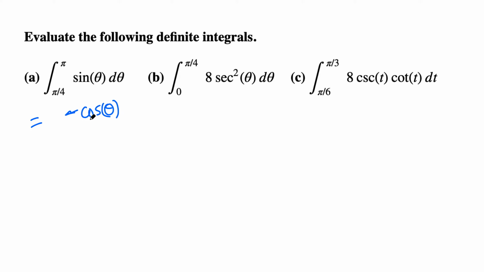Okay, we can check by differentiation. The derivative of cosine is negative sine, and this negative makes positive sine. So that's the antiderivative of sine. Now we want to evaluate from pi over 4 to pi.